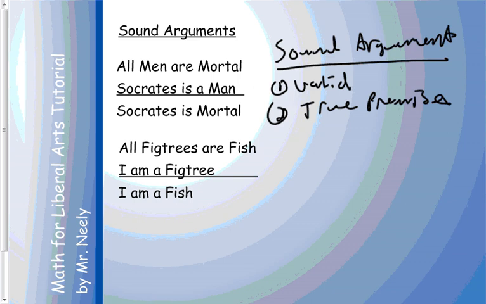But notice I don't base the soundness of my argument on the conclusion. In other words, you can have valid arguments that have a true conclusion but still not be sound because one of the premises is false. Okay? So whenever we analyze arguments, we first look to see if it's valid, and then if it is, then we look to see if the premises are true. If both of those hold, then it's a sound argument.